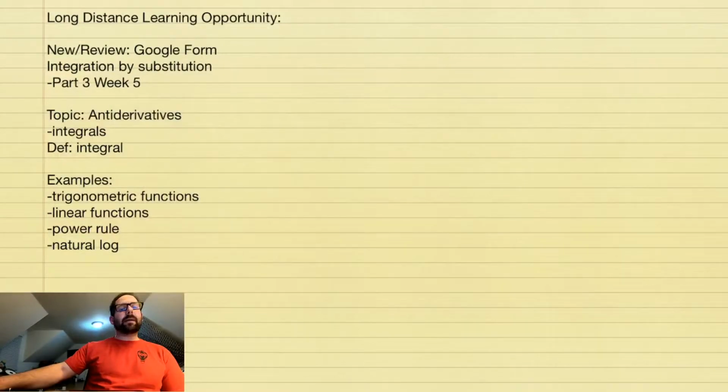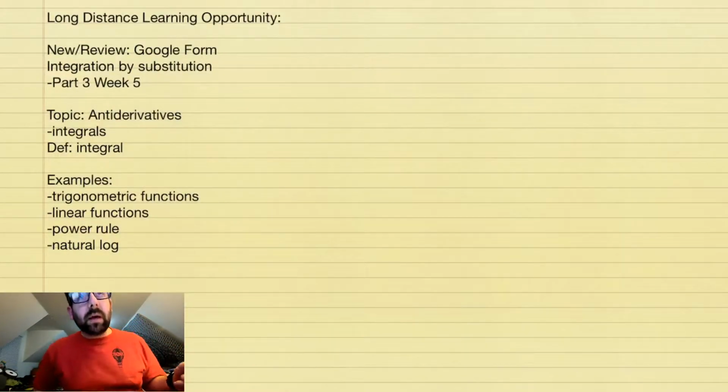But let's jump into the iPad here and look at what we're going to be doing for today. Obviously, we're in week 3 here, week 5, part 3, which is antiderivatives still, but we're doing integration by substitution. And so that was on the Google form.